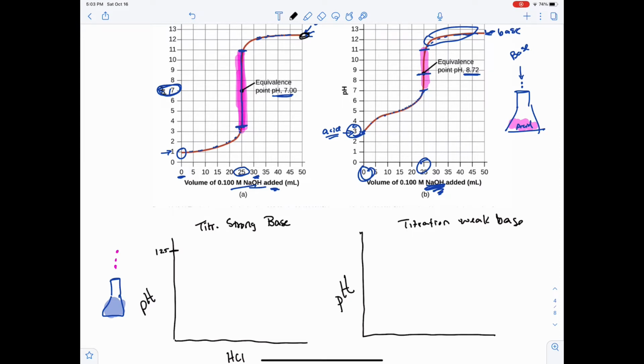And that makes sense because it's a base. It doesn't have any acid added yet. And across the bottom, it's going to be volume of HCl. I'm just randomly picking HCl.